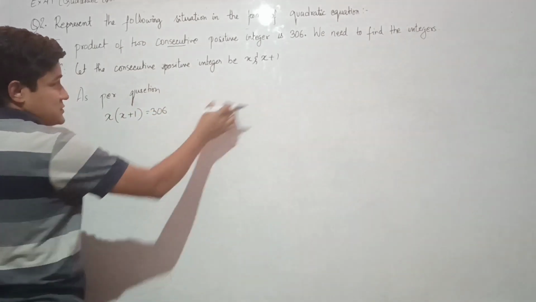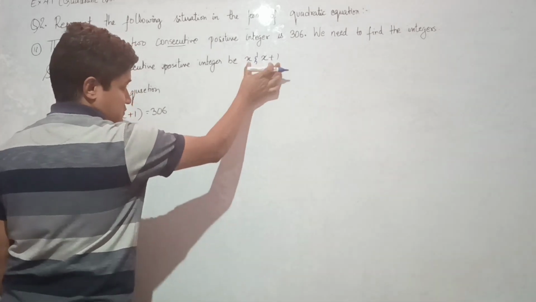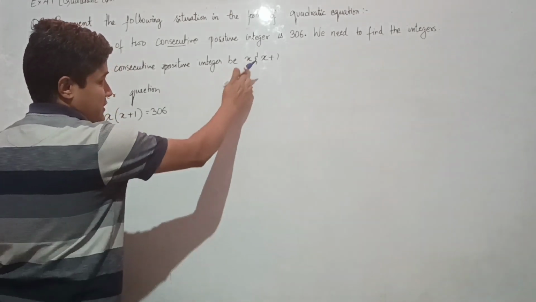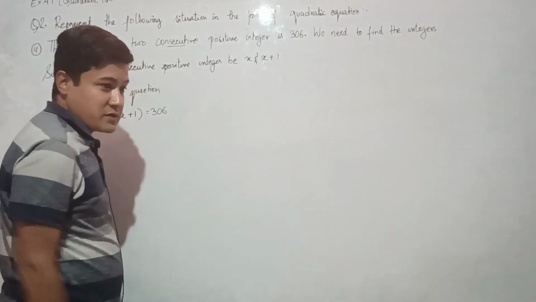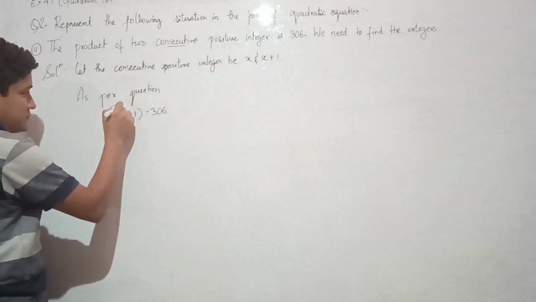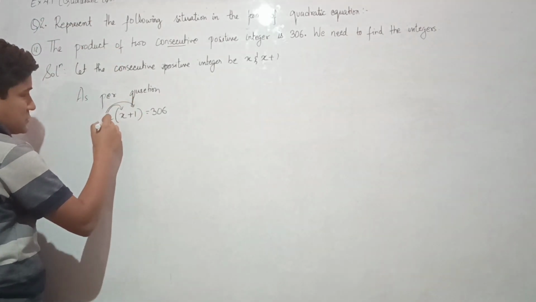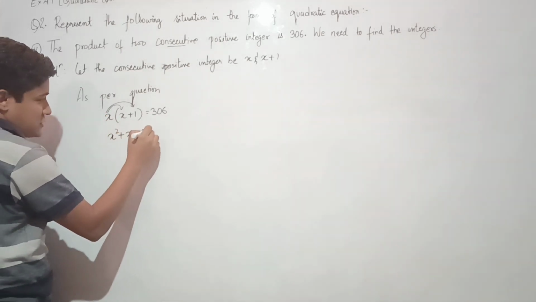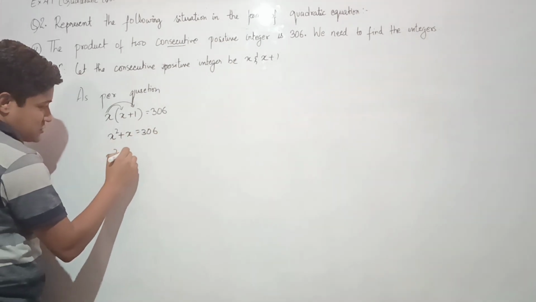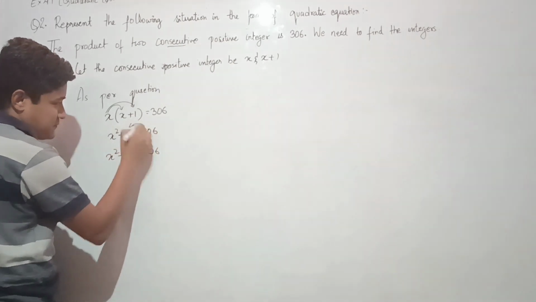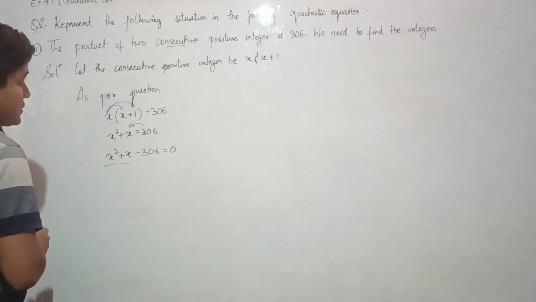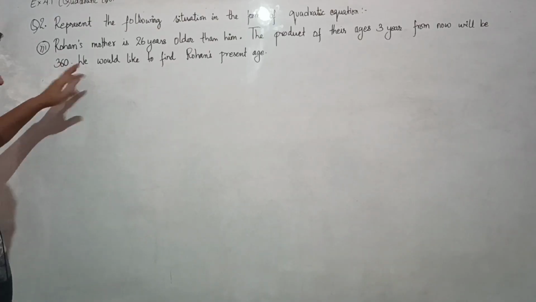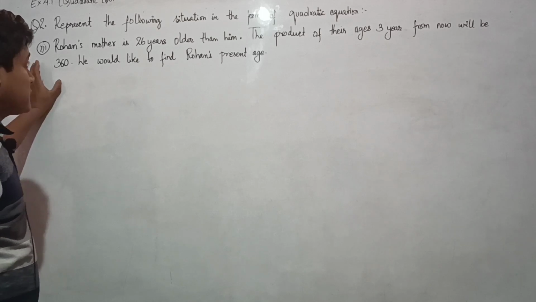Okay, so consecutive भन्ने साथ you should put in mind, एउटा x भयो भने अर्को x plus 1 हुन्छ. Even number भन्यो भने x भयो भने अर्को x plus 2 गर्नु पर्यो. Okay, likewise, so x square plus x equals to 306, or x square plus x minus 306 equals to 0. So this is your required quadratic equation.